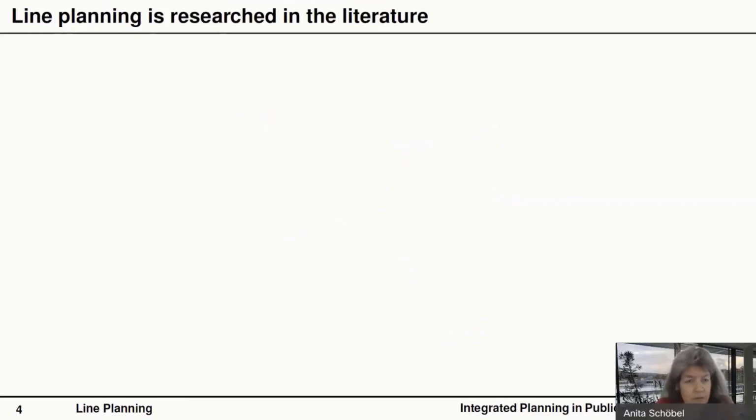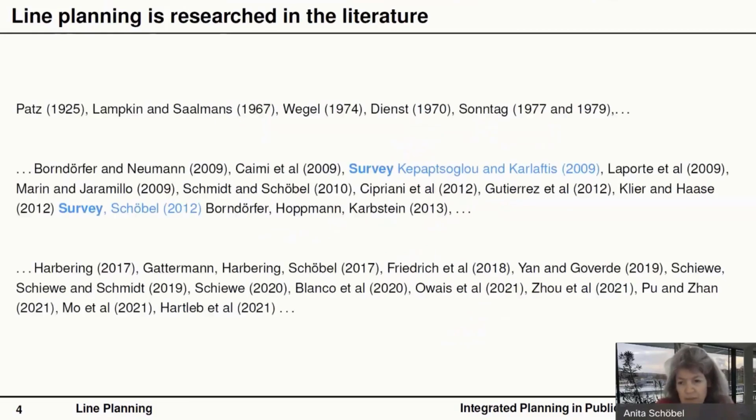First of all, line planning is a problem which is well known in the literature. The first paper I know about that is from Patz in 1925. It was in Germany, in Braunschweig. A lot of papers followed that would not fit on this slide, so I added some papers around 2009 to 2012, because these are two overview articles, one by Kepaptsoglou and Karlaftis, which is more from a traffic planning point of view with a nice list of line papers that are around, and the other one, which was written by myself, which is more from an optimization point of view.